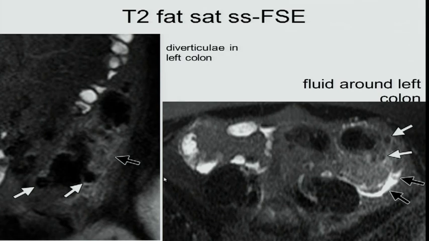So you can see the diverticulae on the single shot fast spin echo, and then you can see fluid in the left paracolic gutter. So if you saw that on CT, you'd know what it was, right? If you saw diverticulae with fluid on CT, you'd know what it was. So when you see it on MR, you're going to recognize it, right?